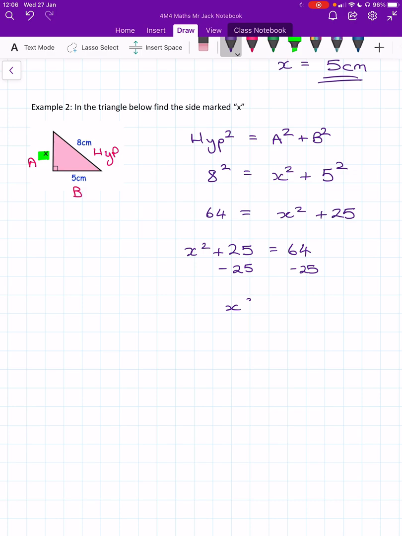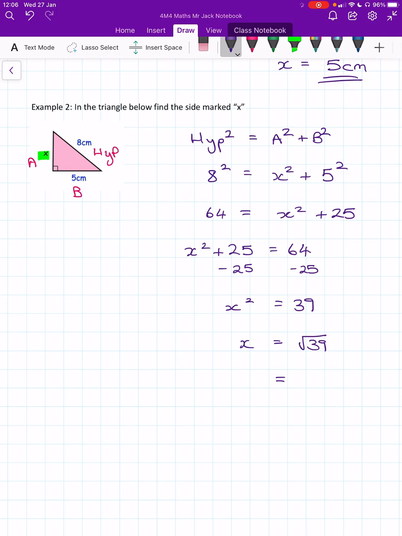That would be x squared is equal to 64 minus 25, that's going to be 59. Take away 20, that's going to be 39. All right, now the last thing we do, the inverse operation of squaring, is to take the square root. So we're going to do x is equal to the square root of 39.